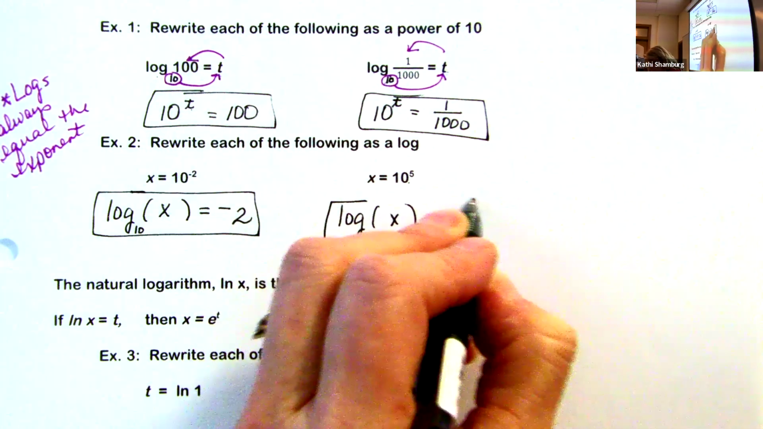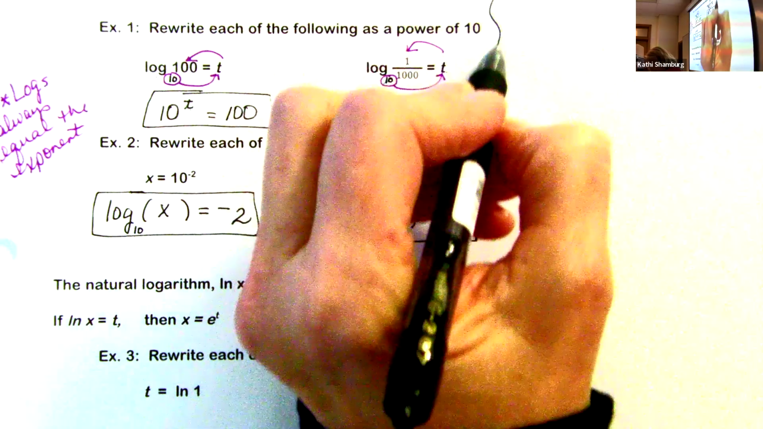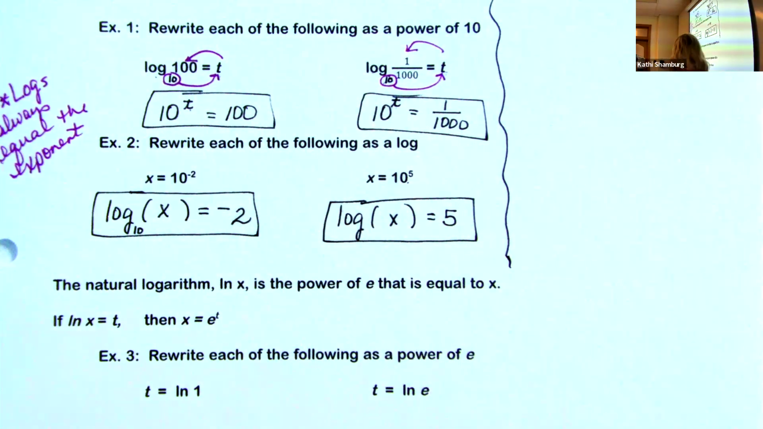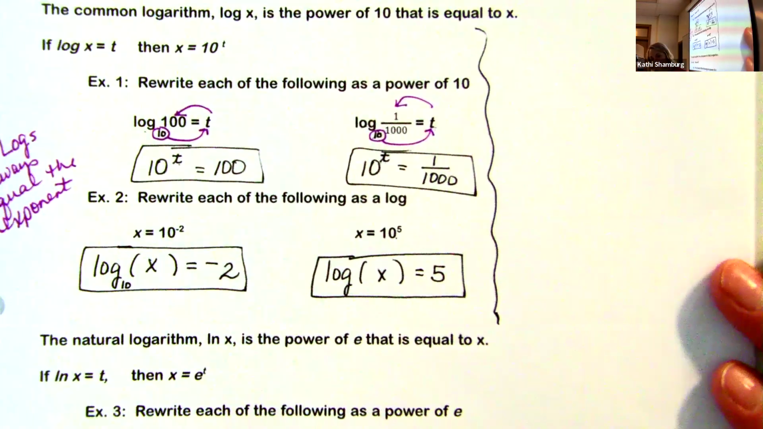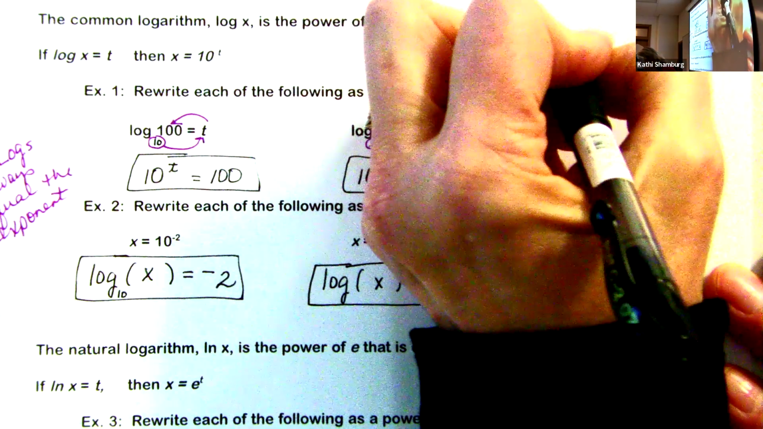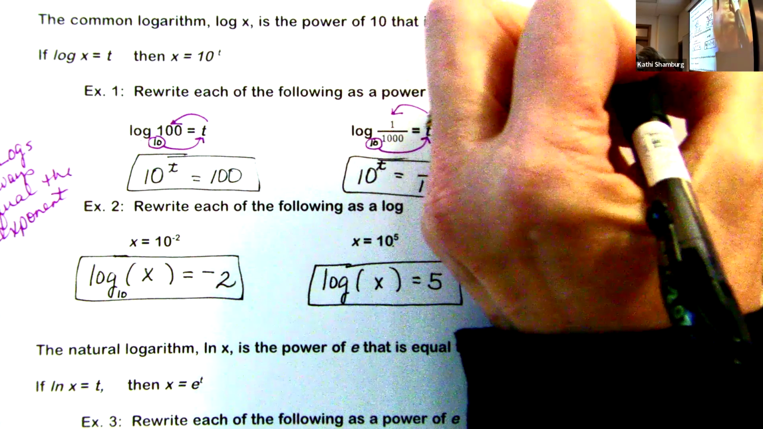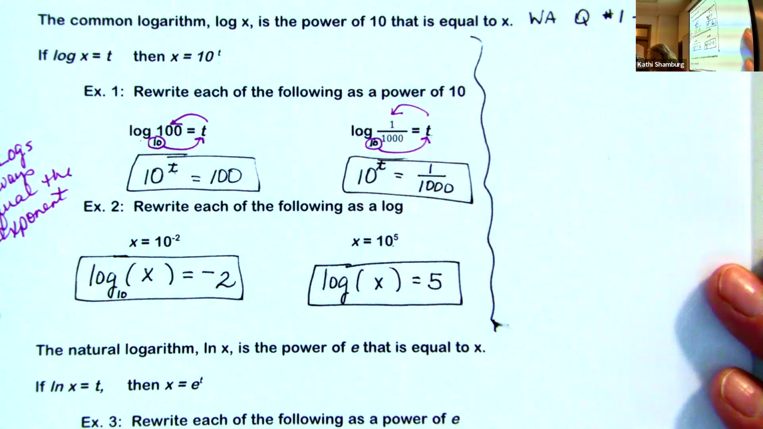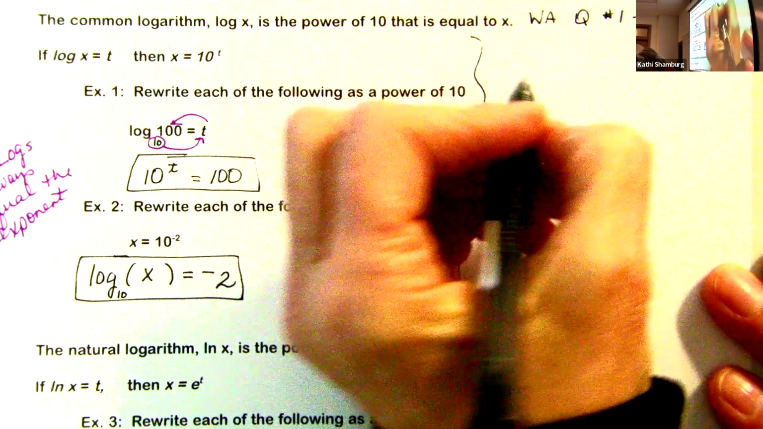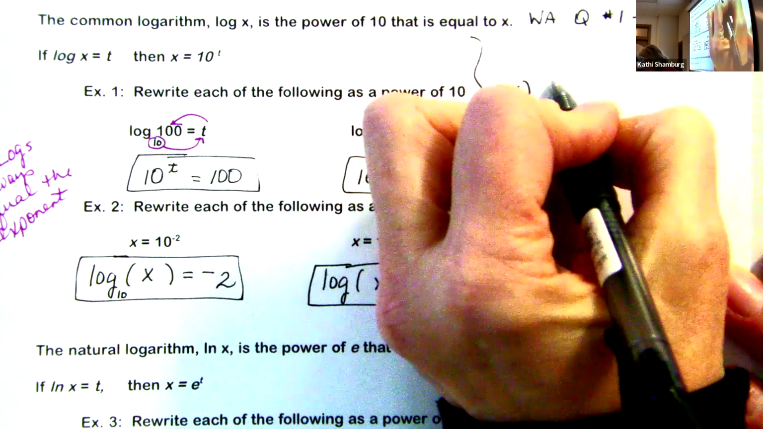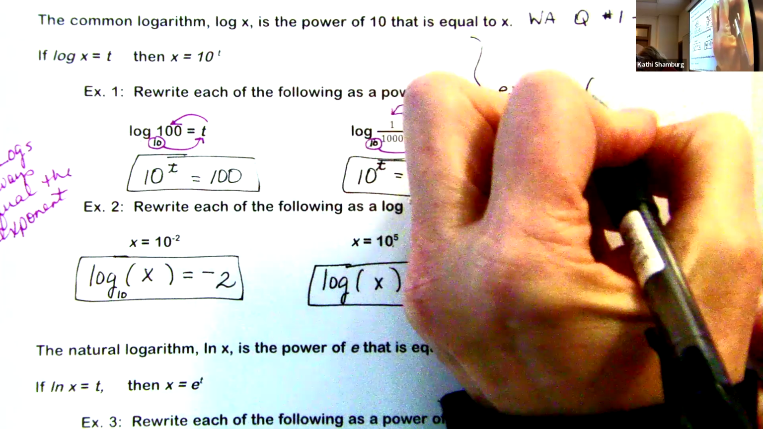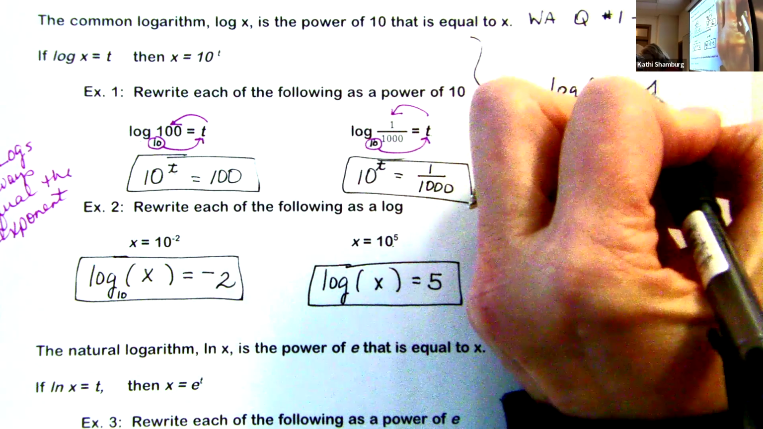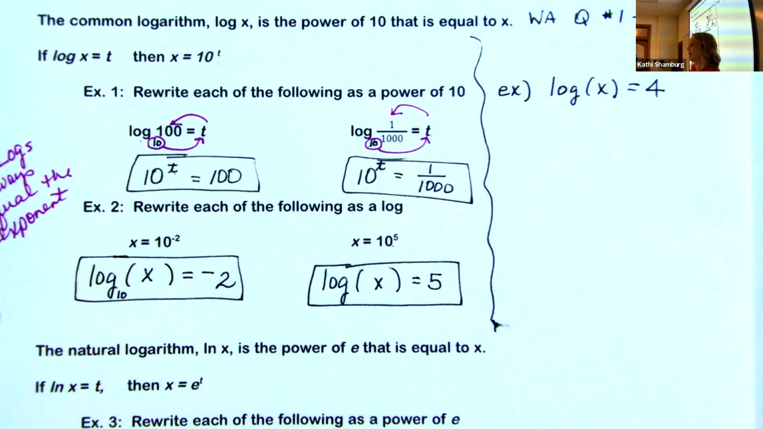Now, I'm going to give you a couple of other examples of what you might encounter in WebAssign. I think this is like questions 1 through 5 in WebAssign that you might see things similar to this. It's going to ask you to solve the equation. So you might be given something like this: log of X equals 4. And then it's going to ask you to solve that.